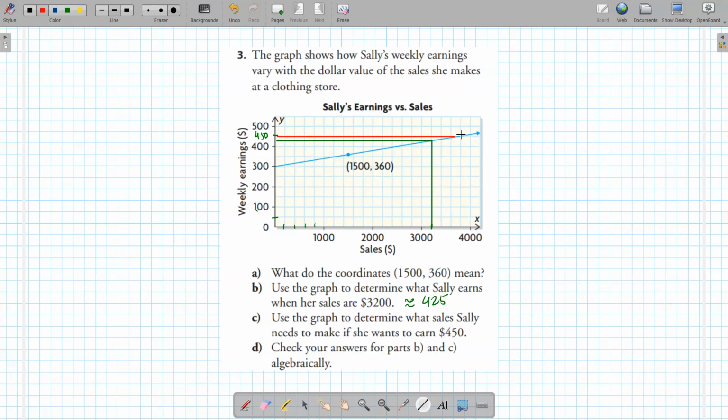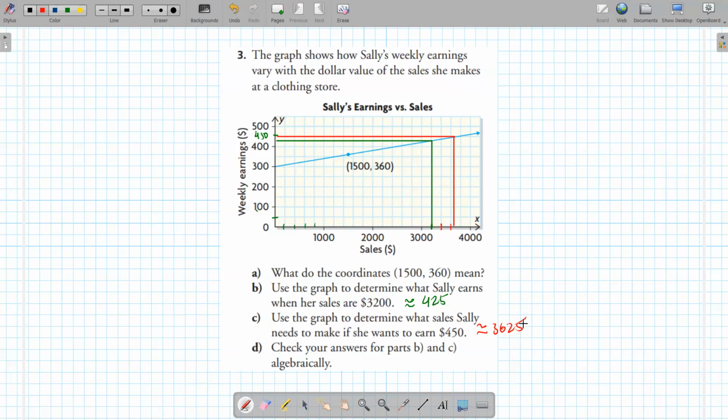I would say somewhere there it touches the line. And what's that amount? Remember, each box is $200 on the x, so this is 3,400, 3,600-ish. Okay, a little bit higher than 3,600.